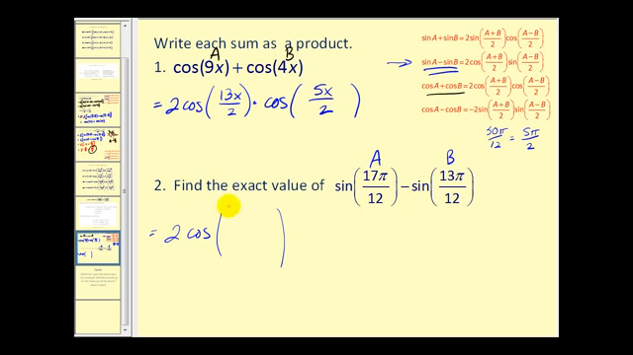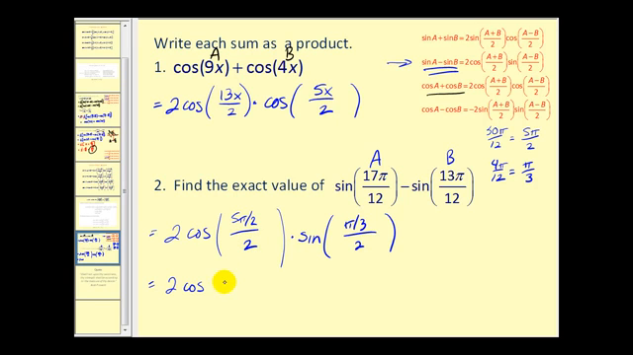So we have 5 pi over 2 divided by 2 times the sine of the difference of the angles divided by 2. The difference of the angles would be 4 pi 12ths, which is equal to pi over 3. So we'd have pi over 3 divided by 2. Let's go ahead and simplify our angles. Remember, dividing by 2 is the same as multiplying by 1/2. So this would be 5 pi 4ths times the sine of pi over 6. Okay, we need to find these function values and then find the product.